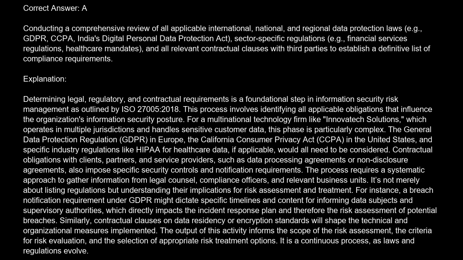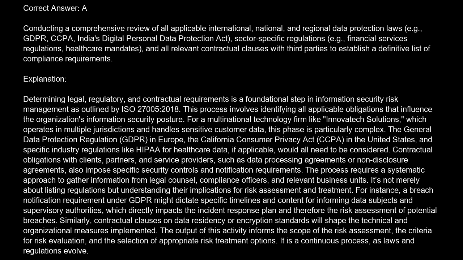The correct answer is A. Conducting a comprehensive review of all applicable international, national, and regional data protection laws, e.g., GDPR, CCPA, India's Digital Personal Data Protection Act, sector-specific regulations, e.g., financial services regulations, healthcare mandates, and all relevant contractual clauses with third parties to establish a definitive list of compliance requirements.